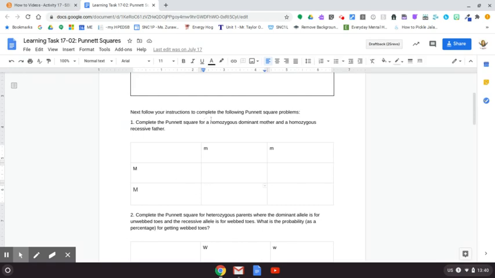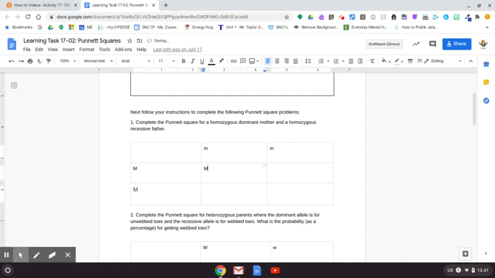It says complete the Punnett square for a homozygous dominant mother. So homozygous dominant means she has big M, big M. And a homozygous recessive father, which means he has to have the little m gene. When you're drawing a Punnett square, you have to put what one person has on this side and what the other person has on that side. So what are my options here in terms of what I would get in the end with children?